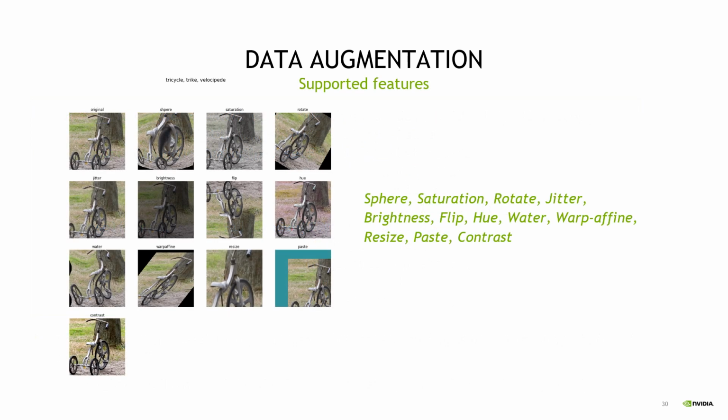You can see on this slide all the features that DALI supports for data augmentation. The list includes the spheering, the saturation of the color, the rotation, the jittering filter, the brightness, the flipping, the contrast. So these are all the features that you can automatically enable while loading the data.